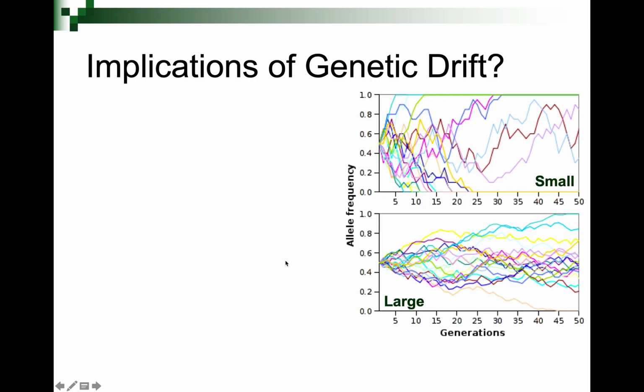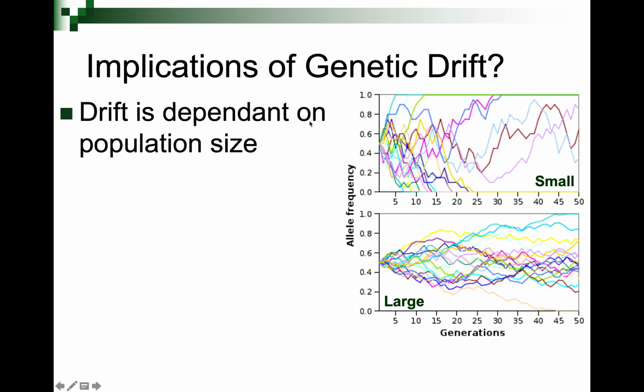All right. So here are some implications of genetic drift that we want to go over. Genetic drift is dependent on population size. Here we have a small population and a large population. Just look at those two figures. Which one looks more stable? Which one looks kind of out of whack? Which one looks a little more crazy?